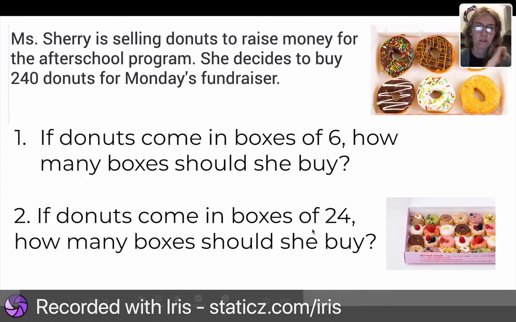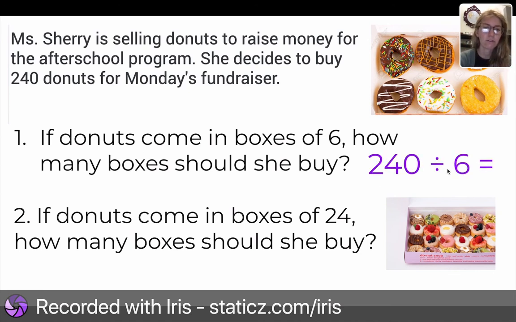So now it's your turn to try it out. We're going to do 2 problems today. The first one is if donuts come in boxes of 6, how many boxes should Miss Sherry buy? So in that case, I'm starting with 240 donuts I need to buy, and I'm trying to group them into boxes of 6. So my equation would be 240 divided by 6. And my answer, when I think about my sentence frame, is she should buy boxes. So try it out yourself on Seesaw. Don't forget to show your work.